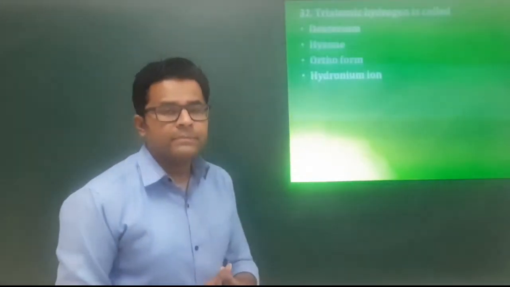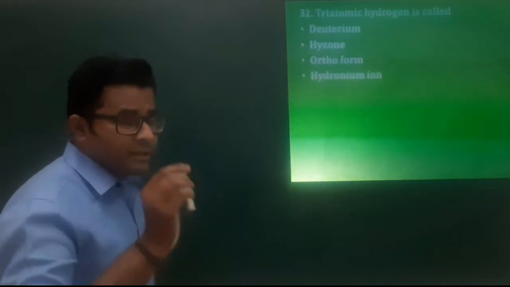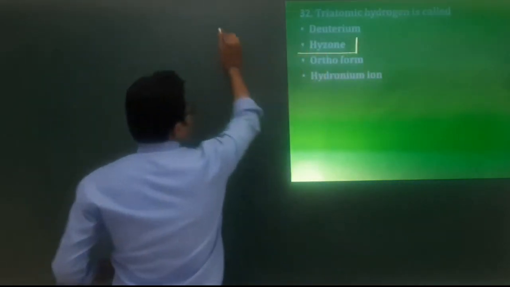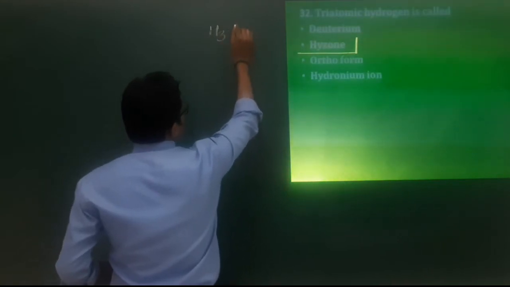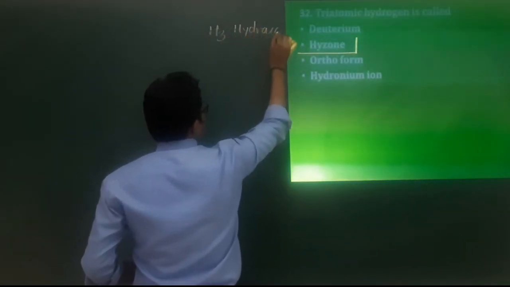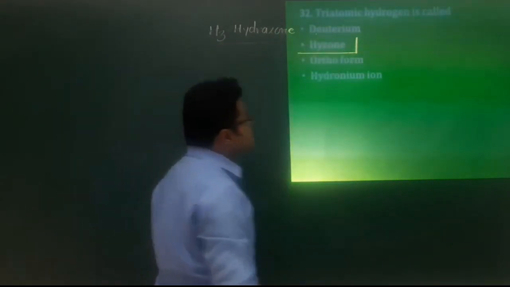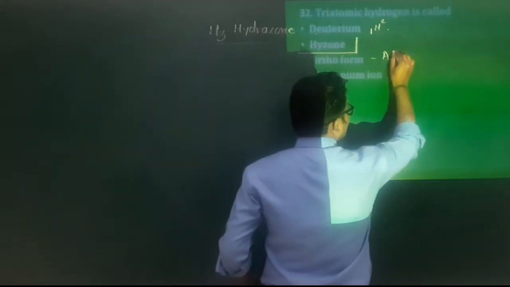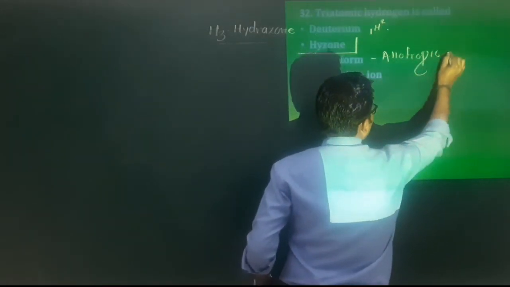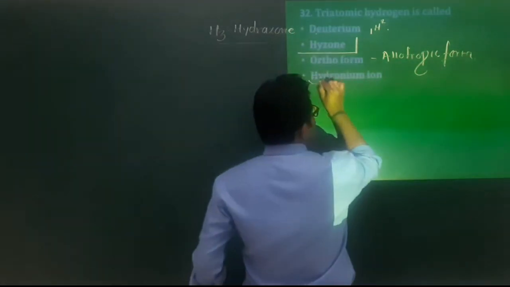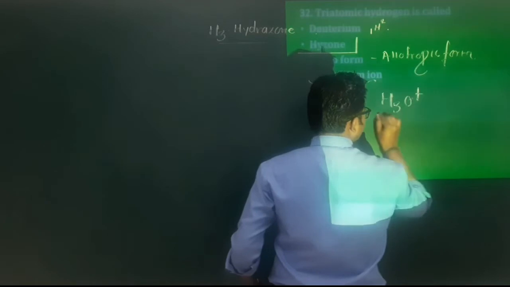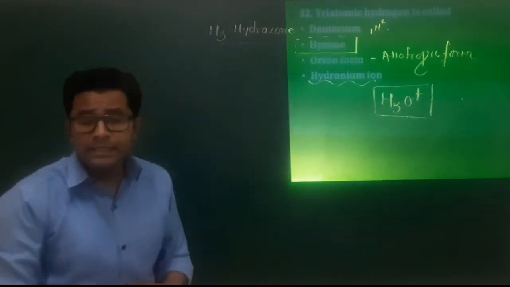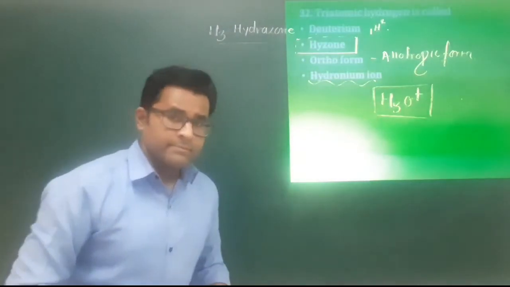The next question, question number 32. Triatomic hydrogen has a name, and that name is hydrozone. Remember this, the triatomic molecule is called hydrozone. We already know about deuterium. Deuterium is nothing more than 1H2. The ortho form is nothing more than an allotropic form, while the hydronium ion is H3O+. So what remains is option B, the hydrozone.